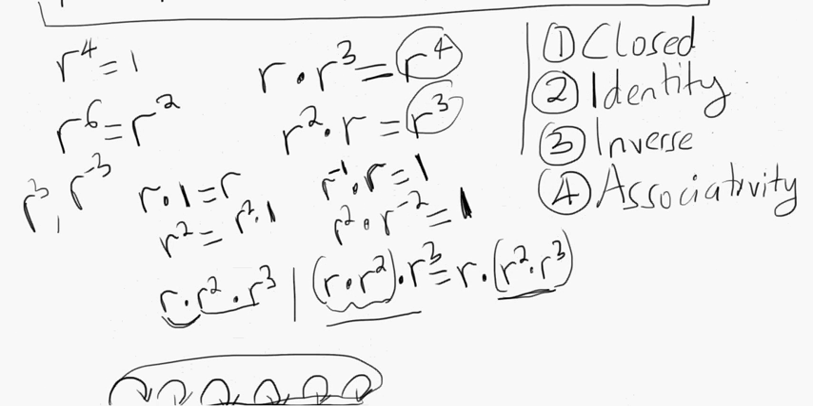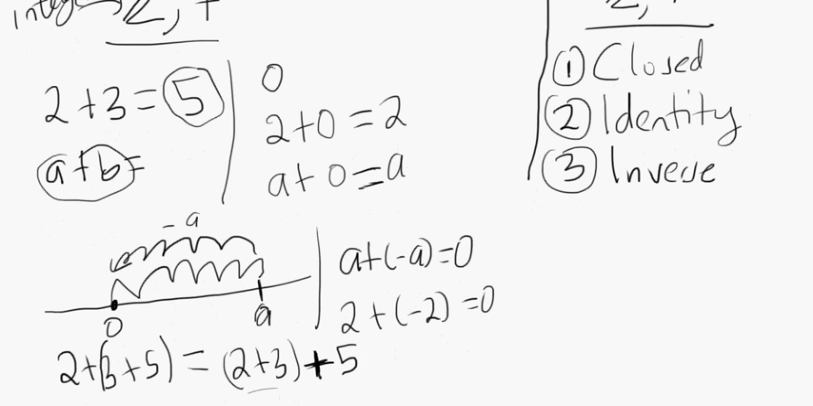It reminds us of what we're talking about here: should I evaluate this bracket first and then product with R cubed, or should I evaluate this bracket first and then product with R? It really doesn't matter which one you do, right? So this set here is satisfying an interesting property, something we call associativity, right there.